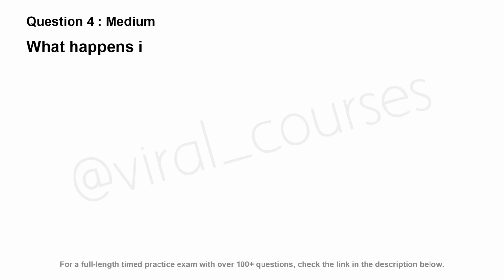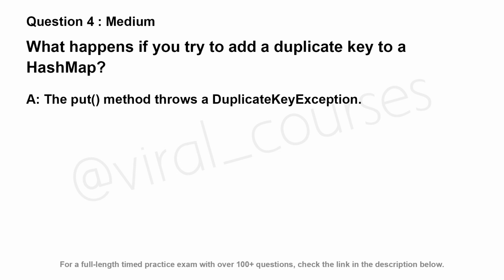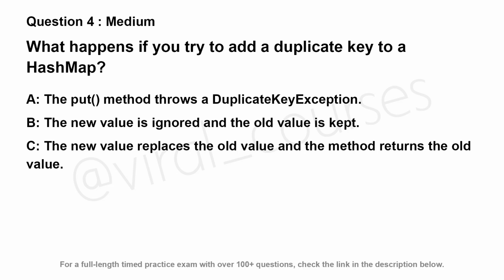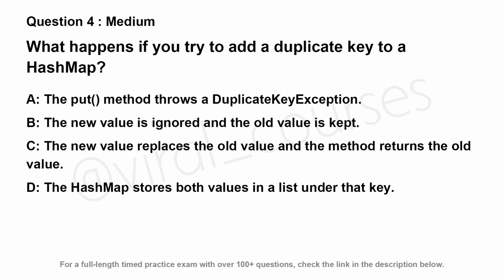What happens if you try to add a duplicate key to a HashMap? Option A. The put method throws a duplicate key exception. Option B. The new value is ignored and the old value is kept. Option C. The new value replaces the old value and the method returns the old value. Option D. The HashMap stores both values in a list under that key.